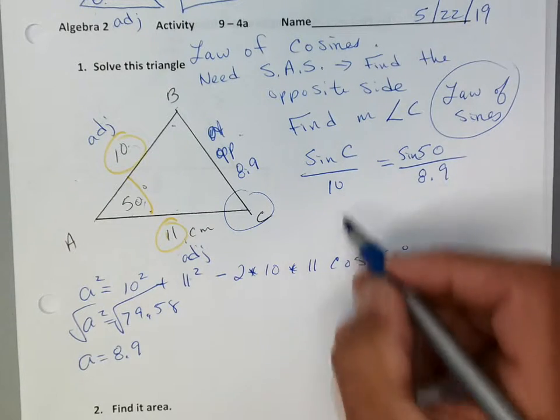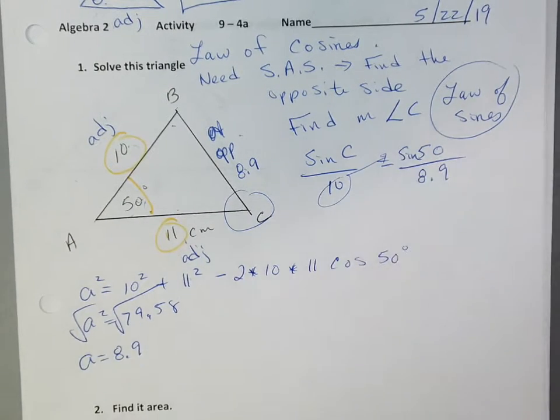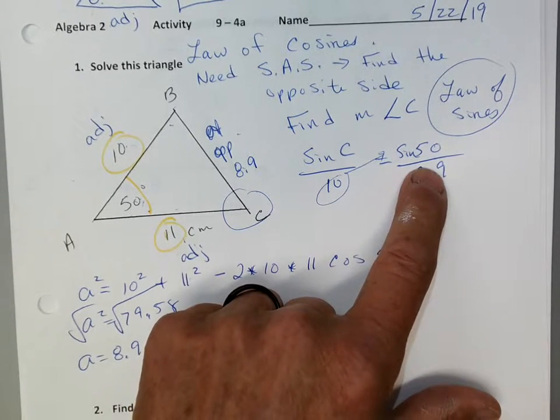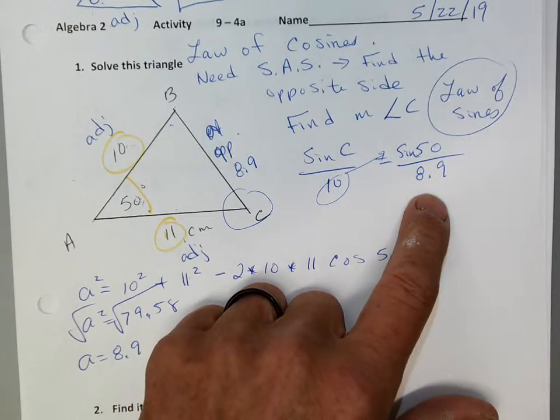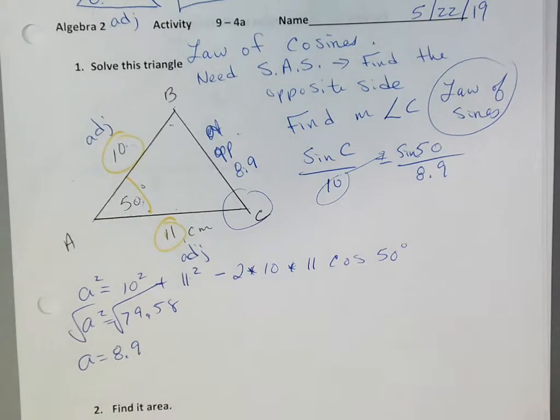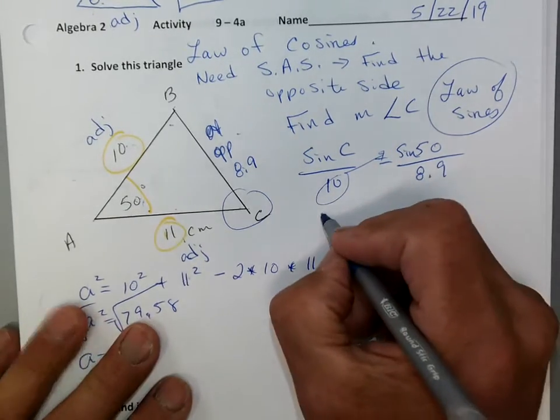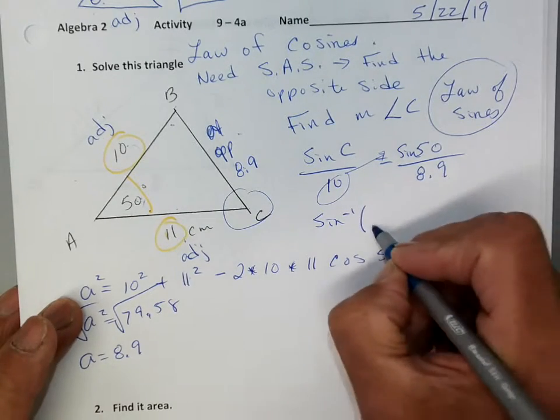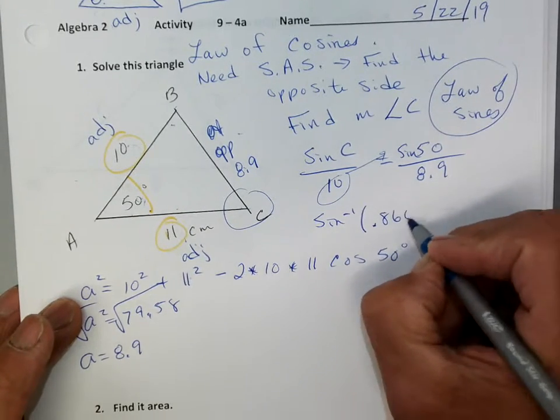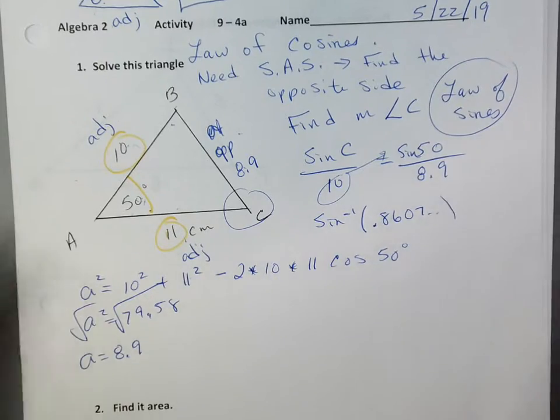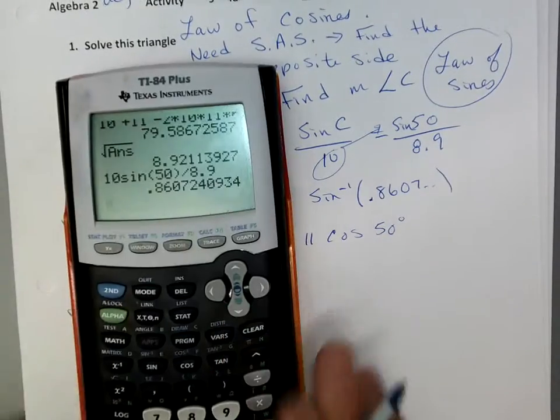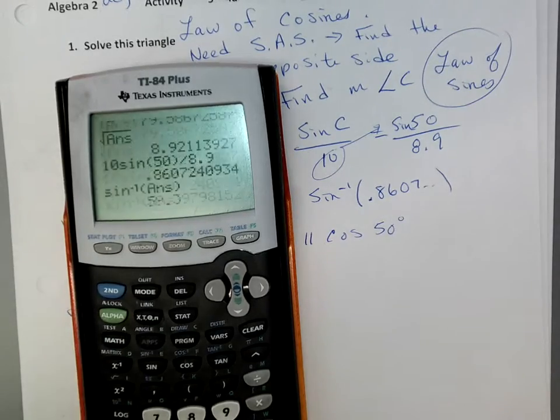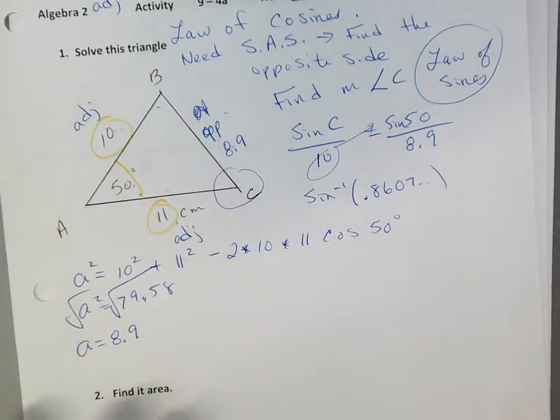I'll multiply up the 10, right? So I'm going to go 10 times the sine of 50 divided by 8.9. And I get a decimal. I anticipated that because I'm going to have to do the sine inverse of that. So it goes sine inverse of that, 0.8607, blah, blah, blah. But I'll use the answer button, right? So I'm just going to go sine inverse of that answer for accuracy. And I get about 59.4 degrees, okay?